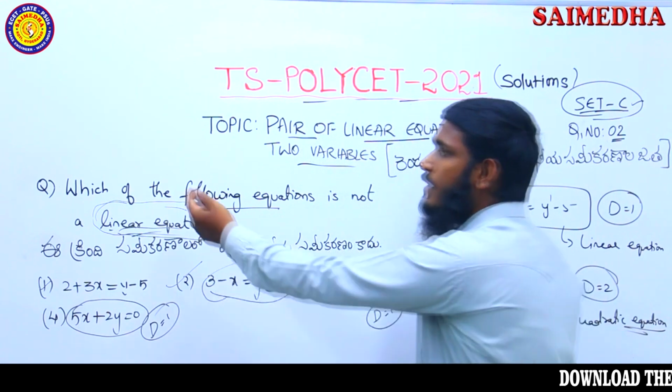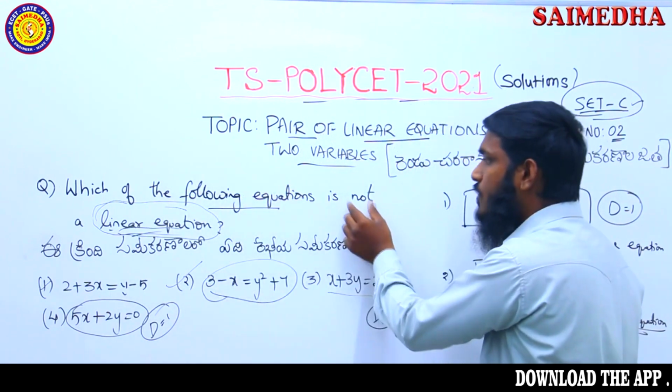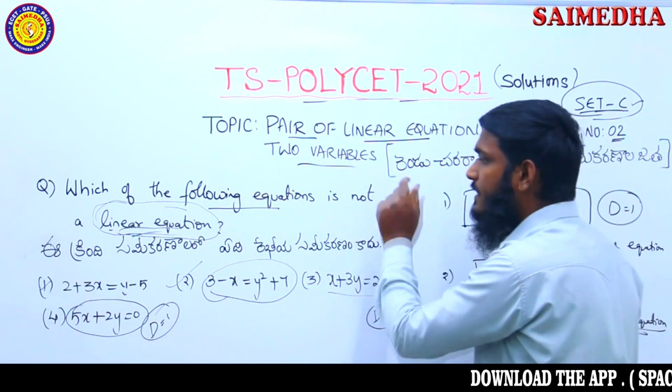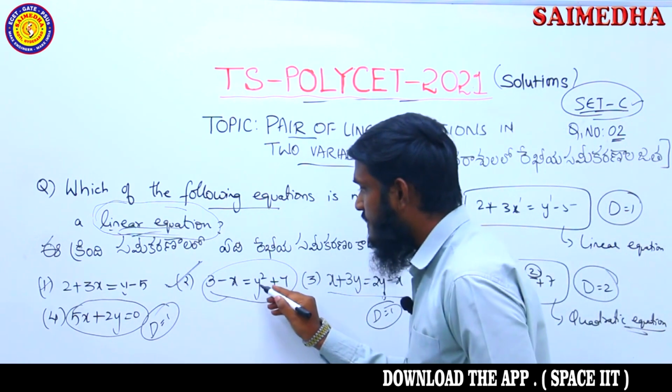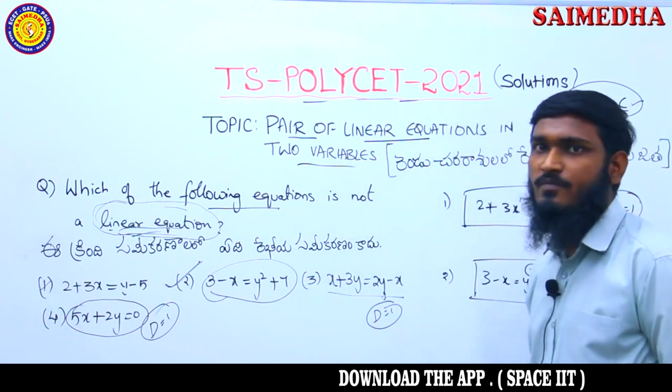So what was our question? Which of the following equations is not a linear equation? Not a linear equation means we are going with option number 2, 3 minus x is equal to y square plus 7. So this will be your correct answer.